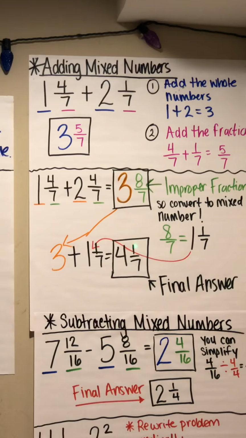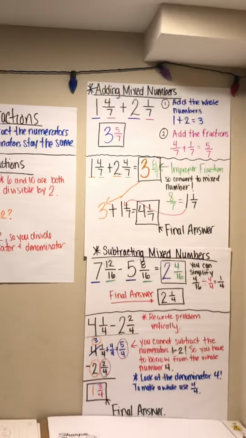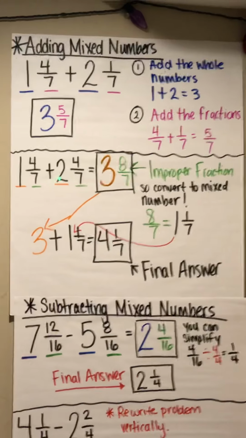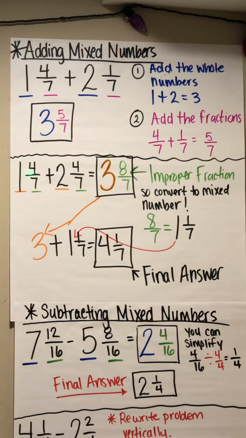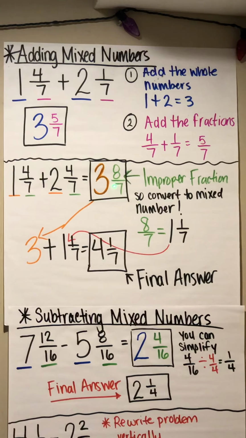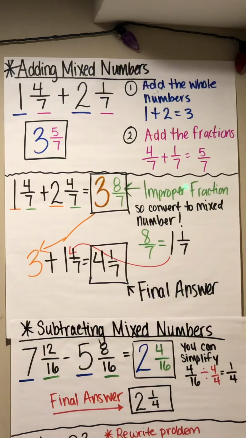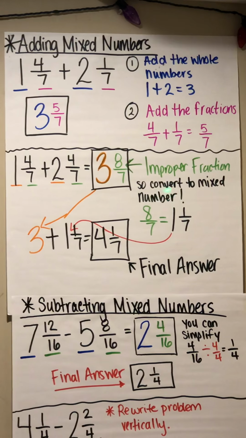So let me just quickly go over that. You have 1 and 4/7 plus 2 and 4/7. Again, you add the whole numbers. 1 plus 2 is 3. And then 4/7 plus 4/7 is 8/7. Uh-oh, we have an improper fraction. So what do we do here? You convert it to a mixed number.